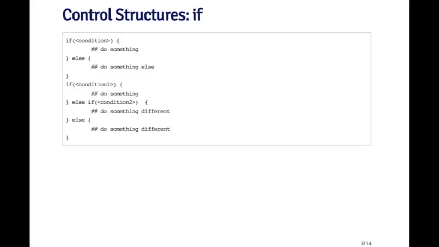The else part is optional, so you could just have an if statement to do something if something is true, but you can have the else part if you want to do something alternatively. If there's more than one possible condition you want to check, you can say if and then else if and then else. There can be any number of else if conditions in a construct like this, and the else one has to be at the end.